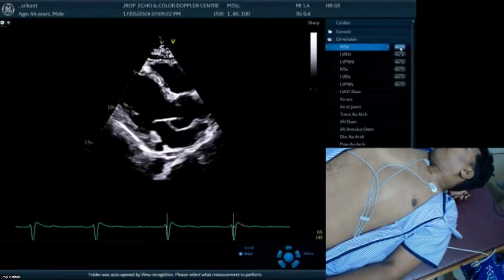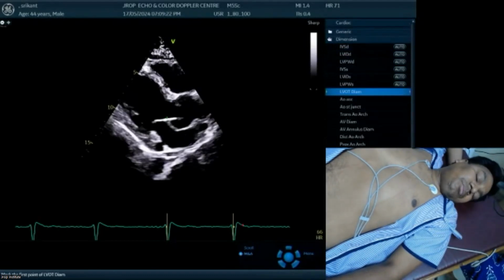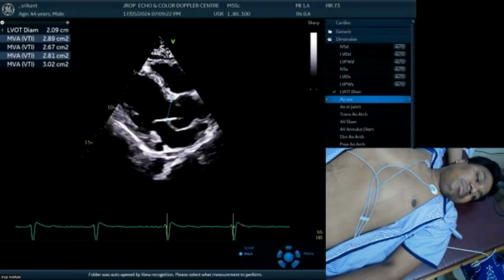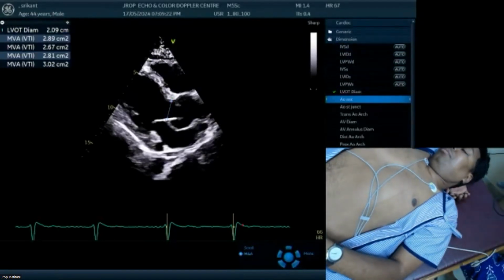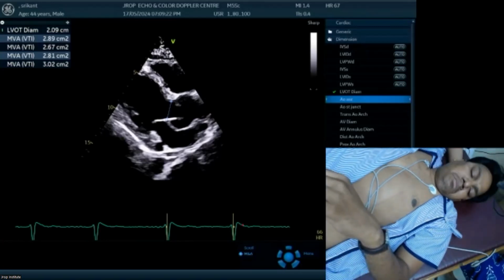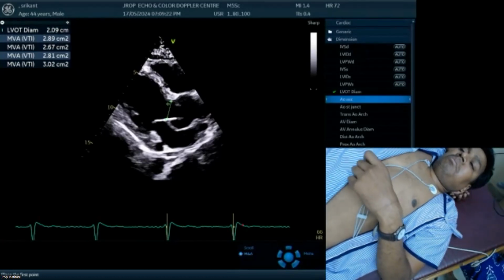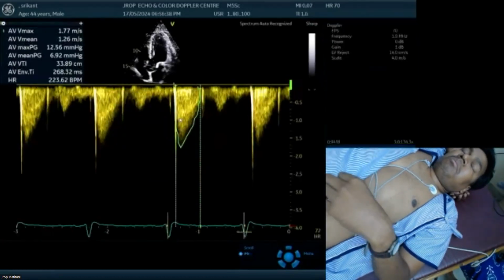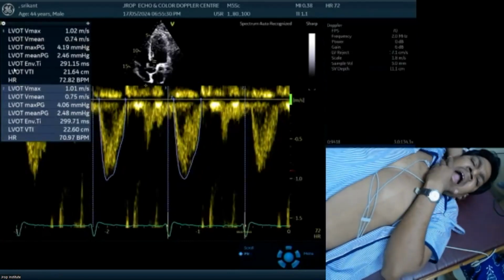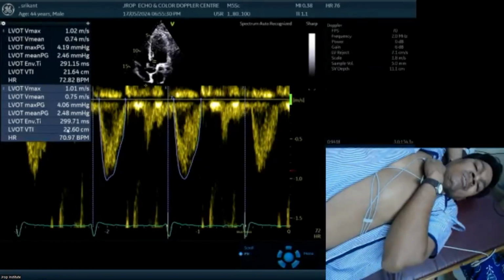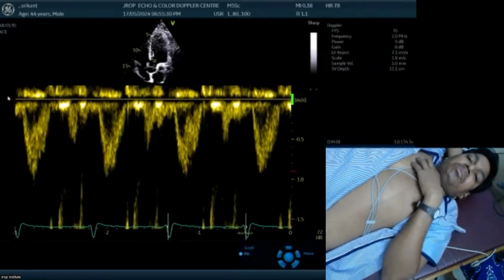So I'll ask my machine for the diameter. I'm going to calculate my LVOT diameter. And as soon as I calculate my LVOT diameter, look, the machine is giving you mitral area by VTI and other things. That's not correct. So this LVOT diameter is 2.09. Now I'll go to the LVOT VTI. 22.60. So once you calculate the LVOT VTI, I'm going to do that again.